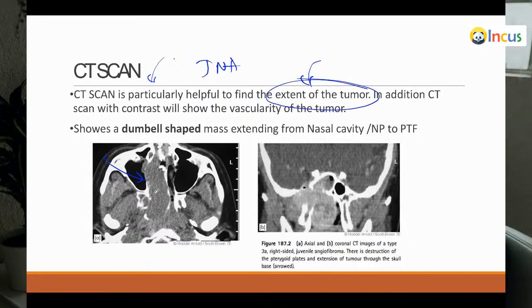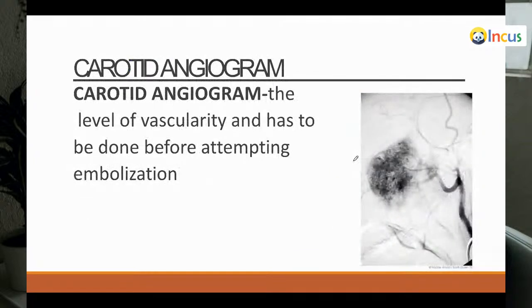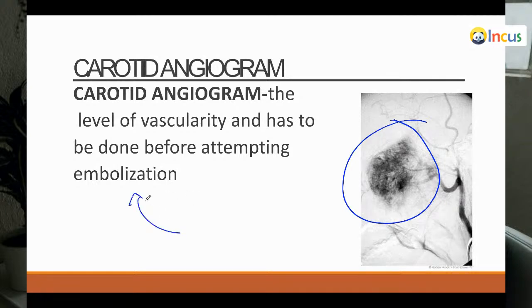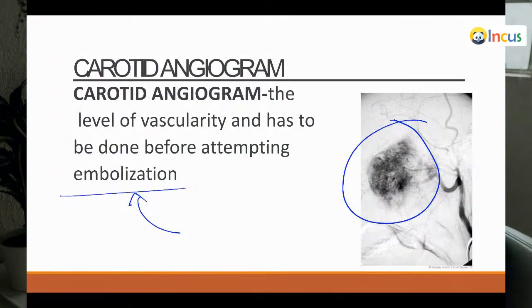the tumor. And you can see a dumbbell-shaped tumor extending into the nasal cavity. And MRI especially is very, very useful to know the extension of this soft tissue tumor. And if you do a carotid angiogram, you can know the level of vascularity, and it has to be done before attempting the embolization. So these are some of the important issues about the juvenile nasopharyngeal angiofibroma.